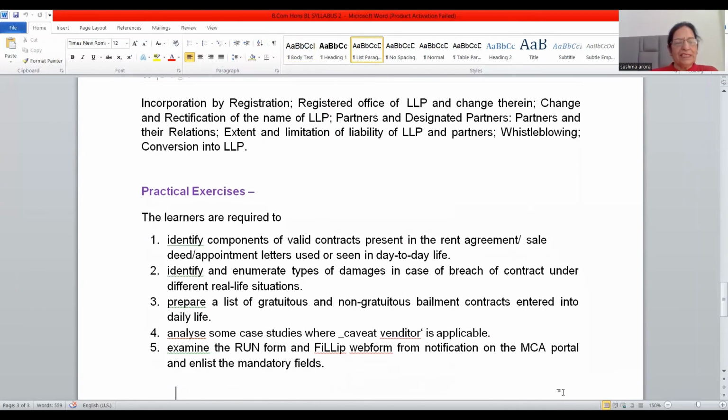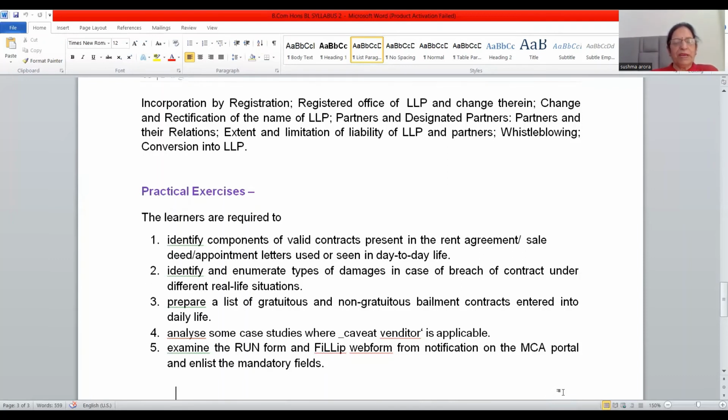Now, practical exercises. The learners are required to identify components of valid contracts present in the rent agreement, sale deed, appointment letters used or seen in day-to-day life. Rent agreement, you all know, which takes place between the landlord and the tenant regarding the sale and buying of property. Sale deed, when the goods are sold, sale deed is prepared. Appointment letters, which are to be issued by the employer to the employee.